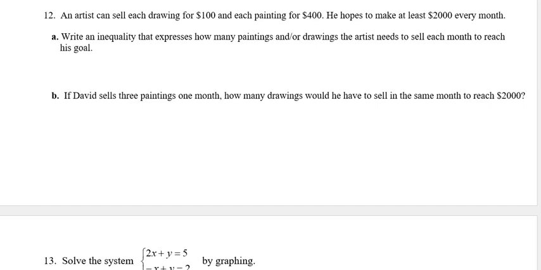Number 12, another word problem that we've got to do some translating and establishing variables. So we got two things going on here. Drawings are $100 each and paintings are $400 each. Write an inequality that says how many paintings or drawings he must sell to reach the goal of at least $2,000. So I'm just going to let X be the number of drawings sold. Y will be the number of paintings.